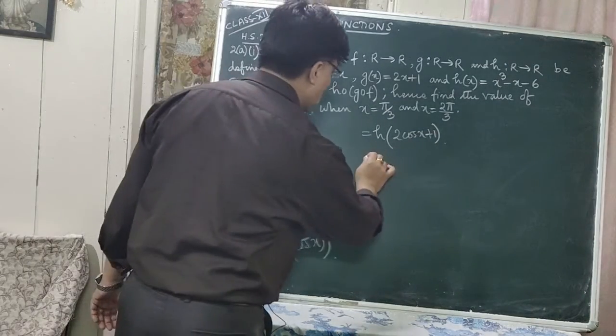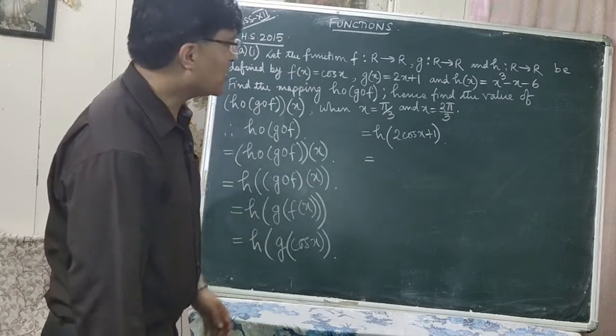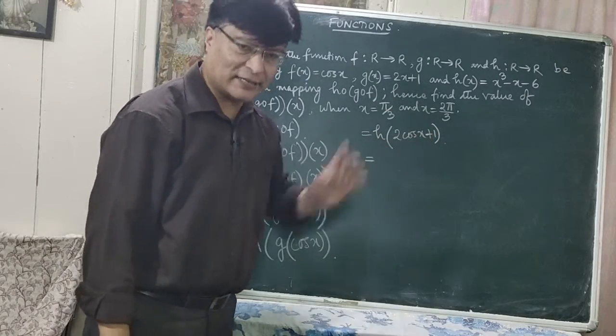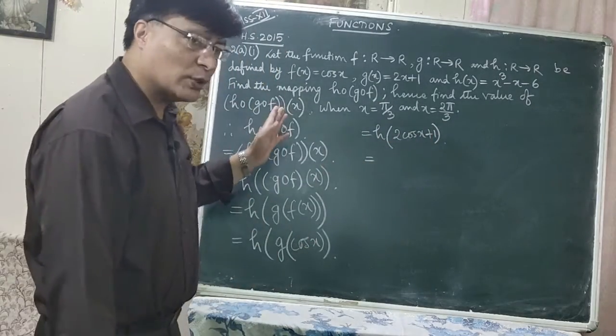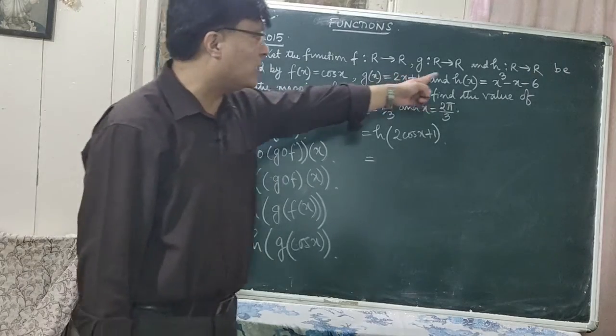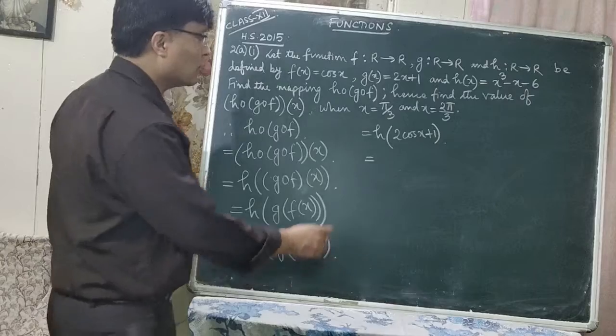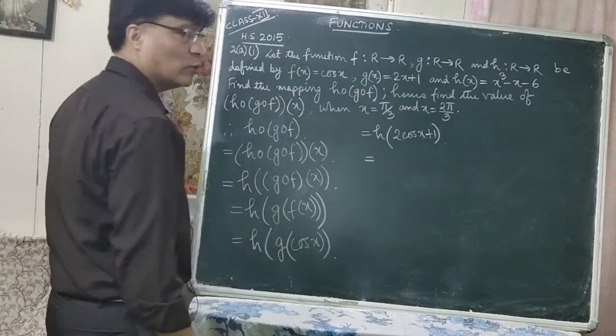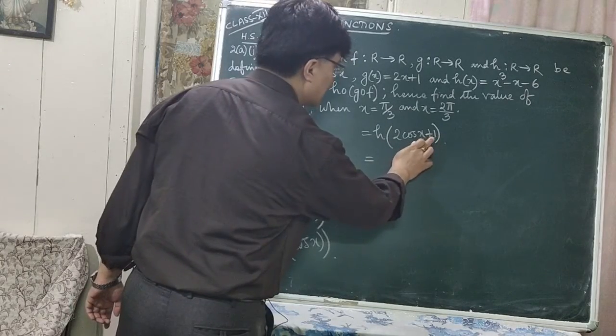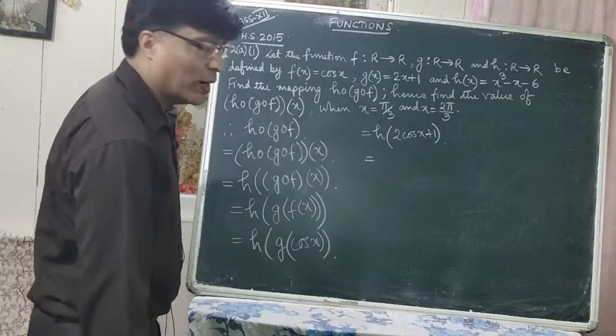Now this is just like your h of x. But in the question, what is the value of h of x? It is x cube minus x minus 6. So instead of x, there is 2x plus 1, right?